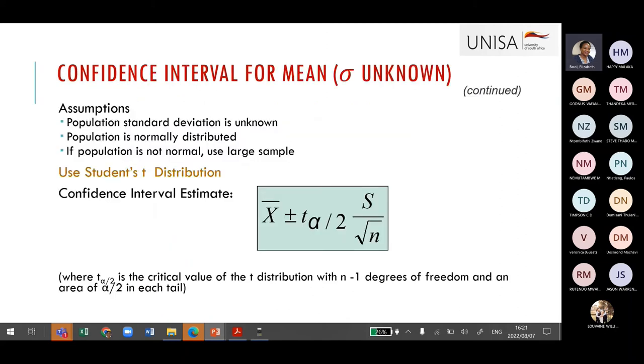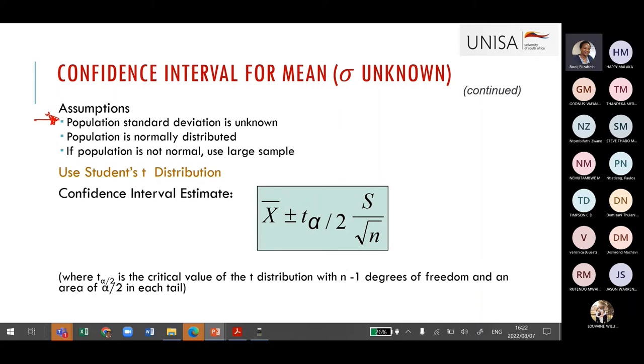The assumptions for this are that the population standard deviation is unknown, the population is normally distributed, and if the population is not normally distributed, then the sample size must be large. Those are the assumptions for using a t-distribution to find a confidence interval for the mean when the population standard deviation is unknown. Very important: in your question, look out.